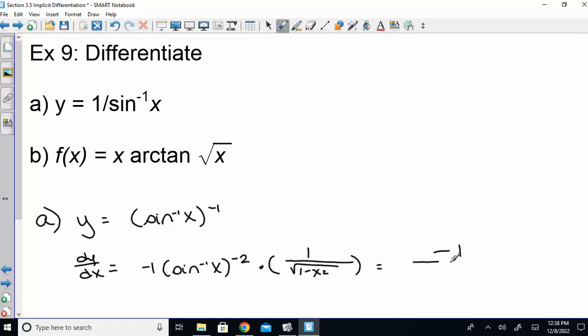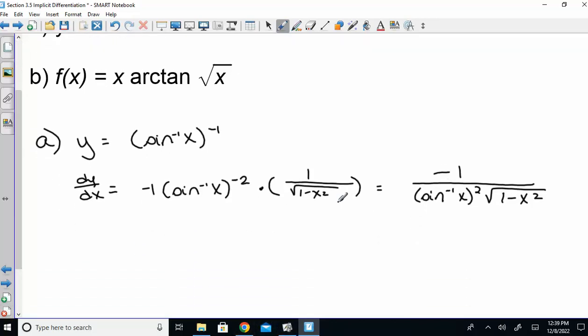Okay, so there's different ways you could write this. If you wanted to bring this sine inverse down on the bottom, you're welcome to do so. If you don't, that's also fine. But we can use those now in our derivatives. Questions there?